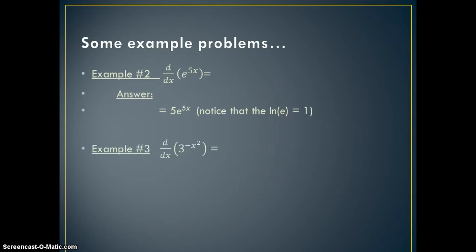Another example, derivative of 3 to the negative x squared, and it also involves the chain rule. And we find this derivative by taking the derivative of the outside function, which is 3 to the something, in this case 3 to the negative x squared, times the natural log of 3, natural log of the base, times the derivative of the inside function, which is negative x squared. Again, it's sometimes hard to see that negative x squared is the inside function, but that is what we are raising our base to. So the derivative of negative x squared would be that negative 2x part.